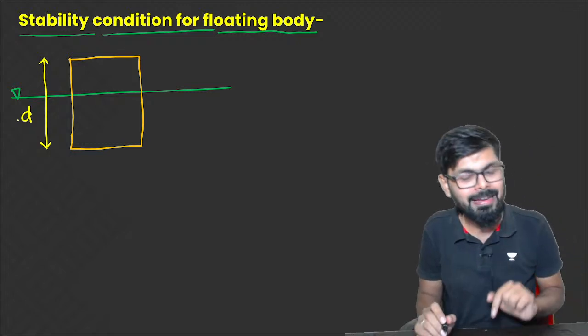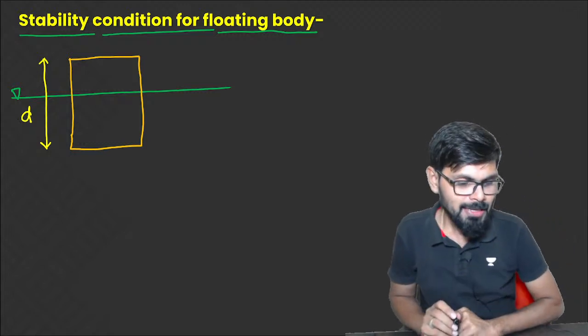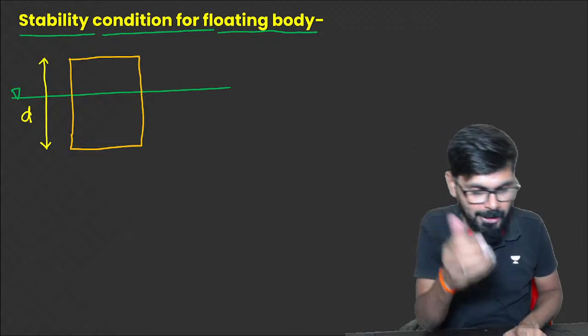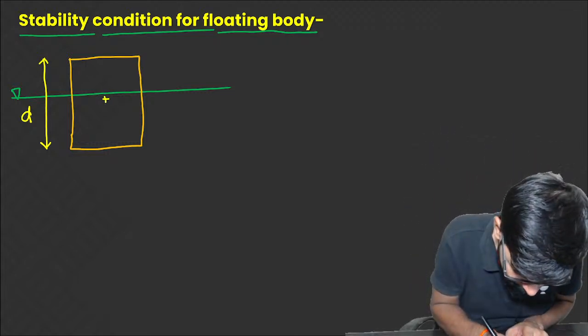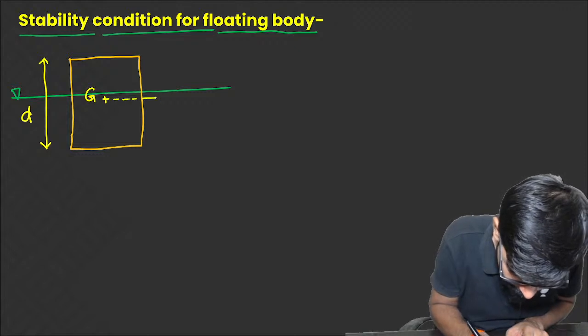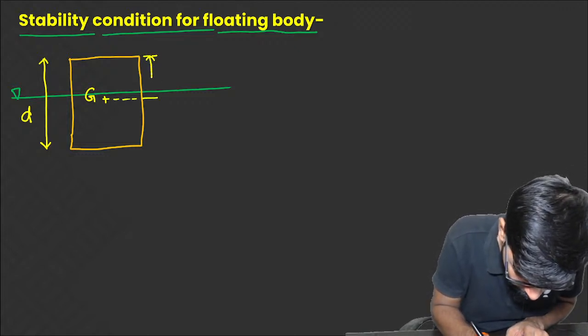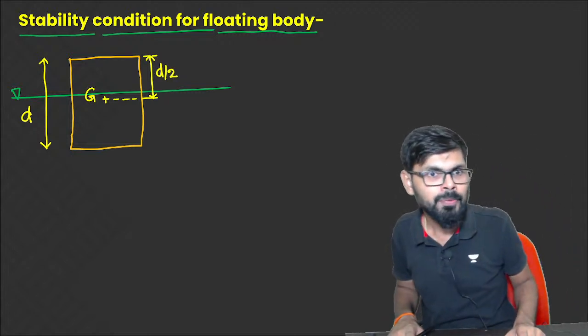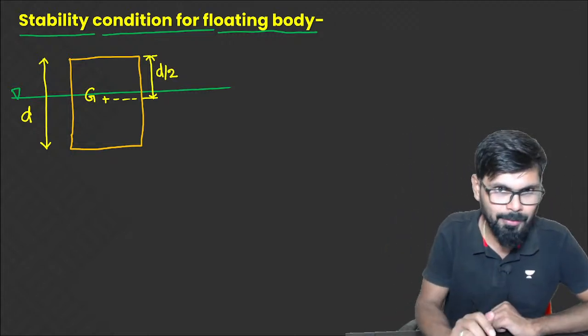So the center of gravity will act at which point? The center of gravity will come at the center, meaning D by 2. So this is going to be D by 2. Let's say this is the G point. Clear? D by 2. Here the weight will act basically.